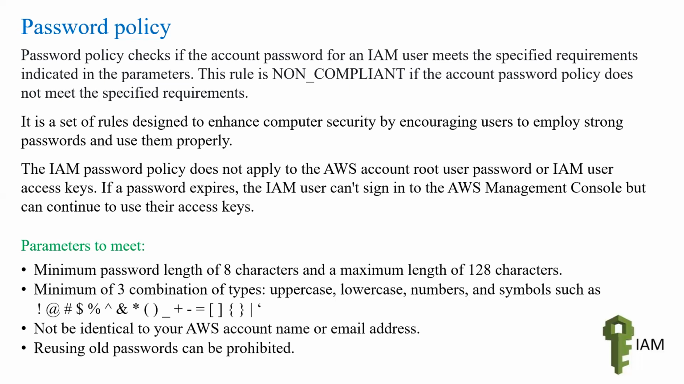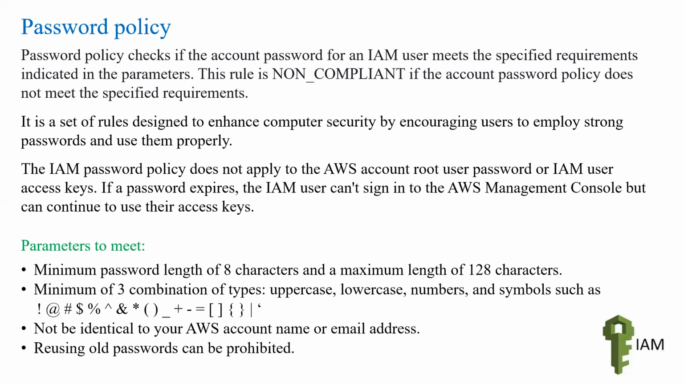So here API is also an IAM user. If the password expires, the IAM user cannot sign into the AWS management console, but can continue to use their access keys. What does that mean? I have created an IAM user to perform a regular backup activity. This backup activity is performed by an API. That API is an AWS IAM user that I created.